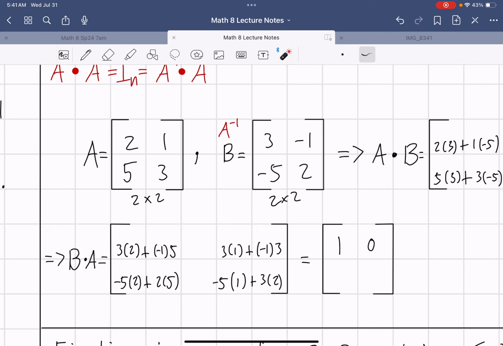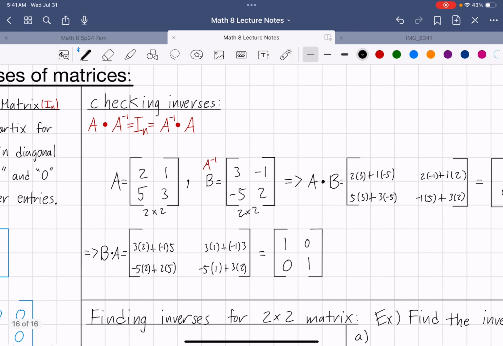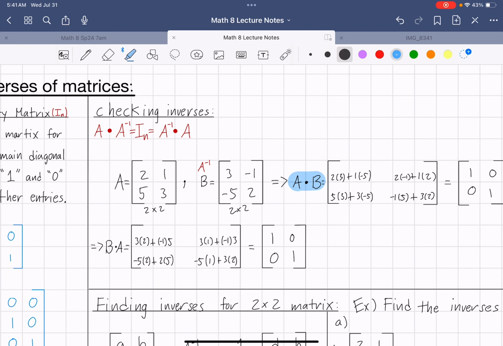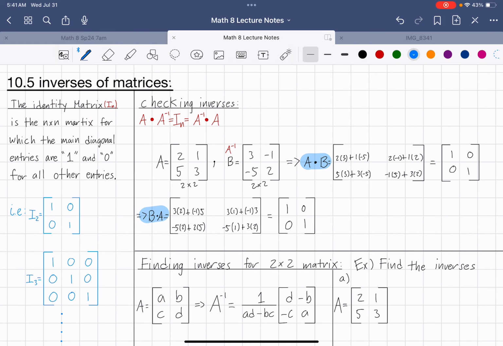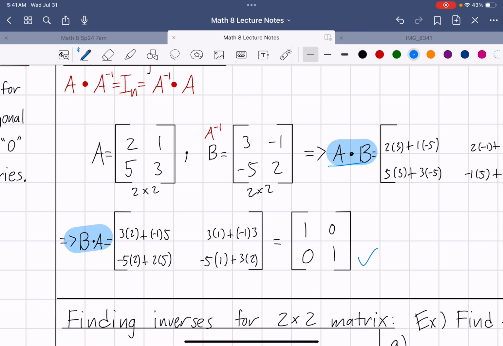Oh, I was doing this one, but I had to do that one. Negative 5 times 2 is negative 10. 2 times 5 is 10. This gives us 0. Here I was saying this is negative 5 plus 6. We're going to be left with a positive 1. Now if you notice, that means I just multiplied A and B in both directions. I did A times B and B times A, and I got the identity matrix in both scenarios. So that tells me A and B are inverses of each other.